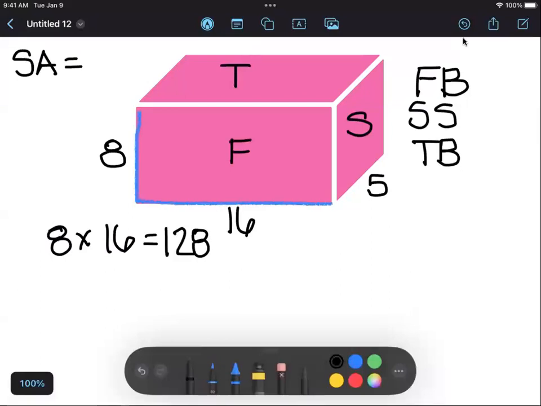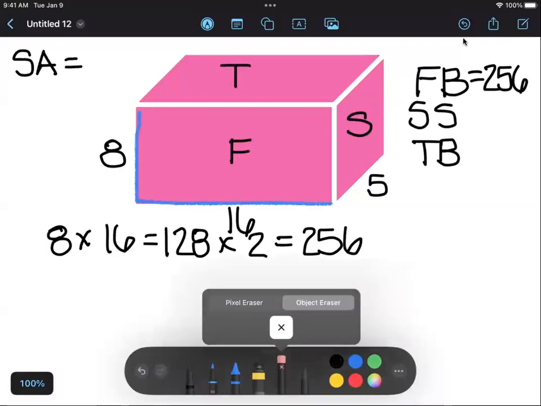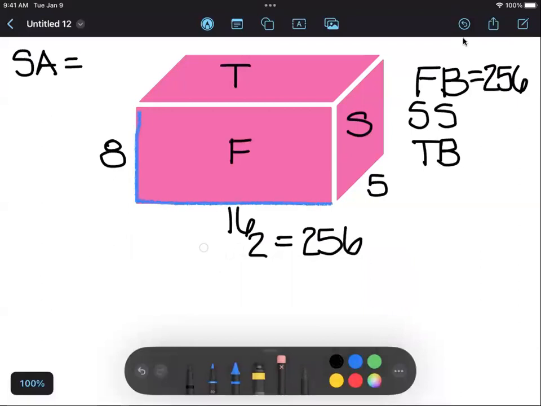And when you do, you should get 128. Now remember, there were 2 of them. We figured out the front, but there's also an identical back. So we need to take that and multiply it by 2. That will give us 256. So that means the front and back is equal to 256.